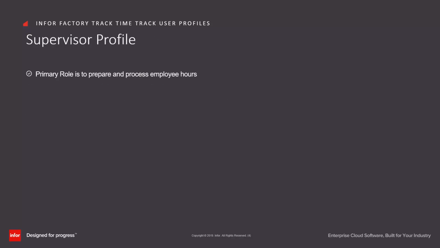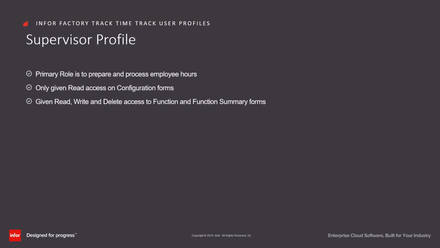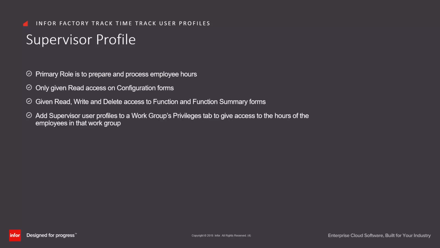Next, if we look at a supervisor profile, the primary role of the supervisor is to prepare and process employee hours. It's only given read access on configuration forms, but given read, write, and delete access to function and function summary forms. We need to add the supervisor user profiles to a workgroup's privileges tab to give access to the hours of the employees in that workgroup.